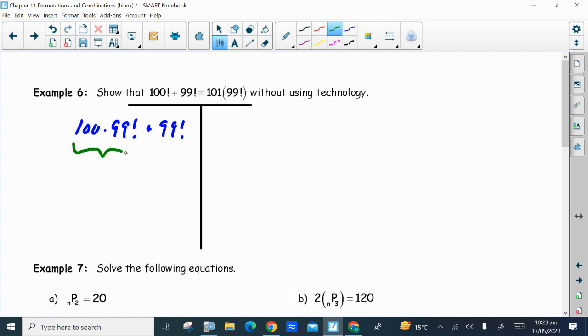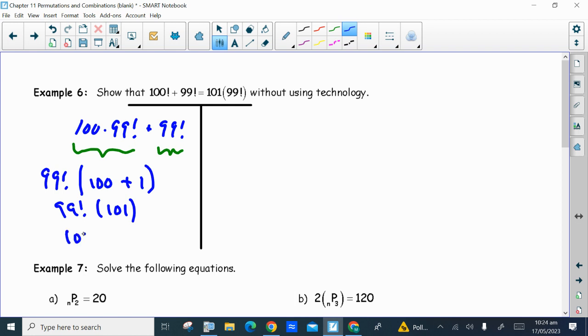This is your first term. This is your second term. They both have a factor of 99 factorial in there. I can take that out as a common factor. A common factor of that expression is 99 factorial. To get what's inside the brackets, you divide each of those terms by the common factor of 99 factorial. When you divide this first term by 99 factorial, they cancel. You're left with 100 plus. When you divide the second term by 99 factorial, you're dividing something by itself, you'll get 1. And 100 plus 1 is 101. So it's the same as what the right side is. So we've shown that those two expressions are the same.